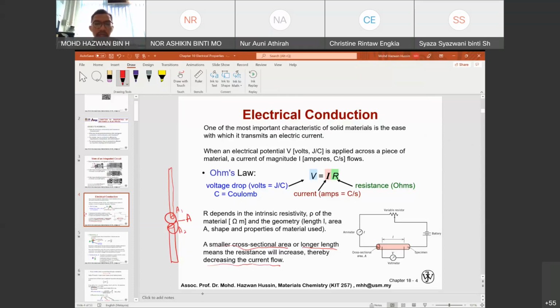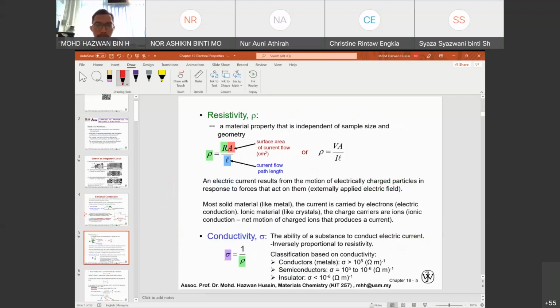At the same time, if the length is shorter, then it will also give higher conductivity. Shorter length will give higher conductivity. Longer length will give a lower conductivity due to higher resistivity.